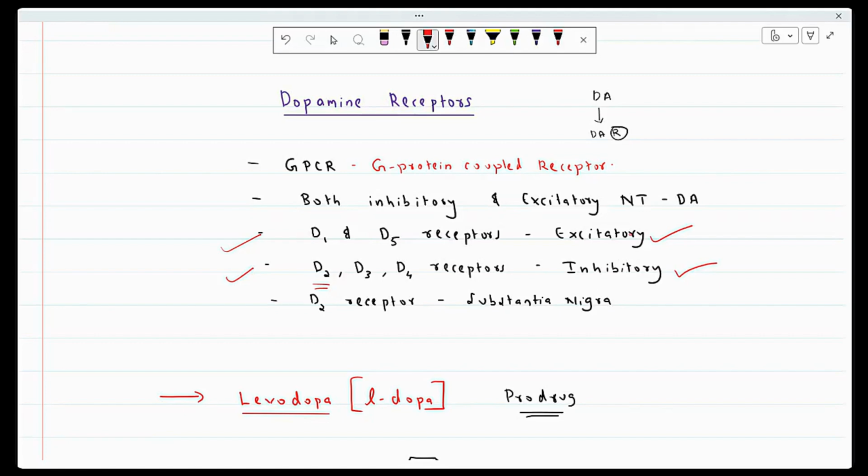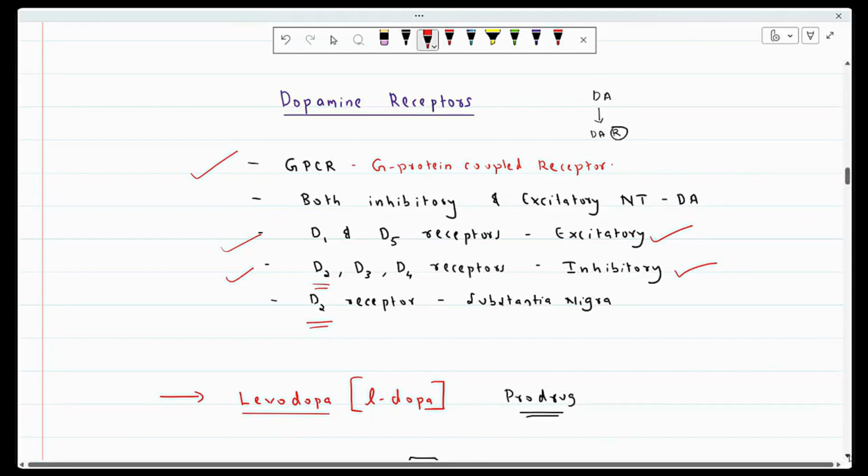Mainly in this chapter, we are concentrating on the D2 receptors because they are present in the basal ganglia, substantia nigra. And we have said that in Parkinsonism, the dopamine level in the basal ganglia, substantia nigra, is very low, correct? So we need to stimulate the dopamine receptors in the substantia nigra, which is the D2 receptor. That is why we gave a drug called a D2 agonist. Hope it is clear. So 2 points you need to remember: it is a G protein coupled receptor, and dopamine receptors are both excitatory and inhibitory. I hope it is clear.